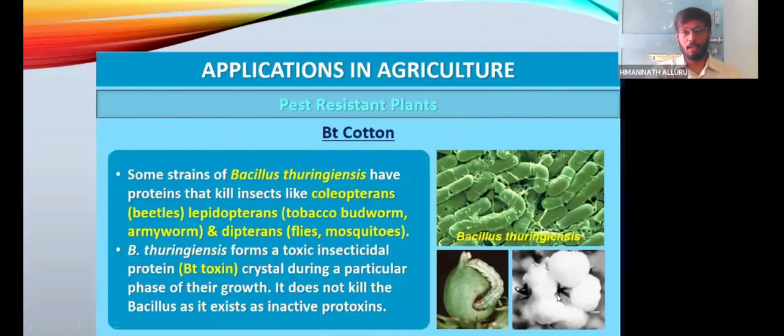Then they must know the different insects that usually target this particular cotton plant alone, and how this particular Bt toxin is produced by the protein.